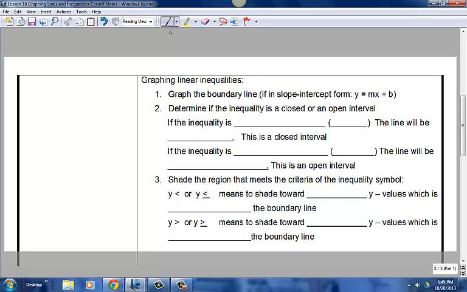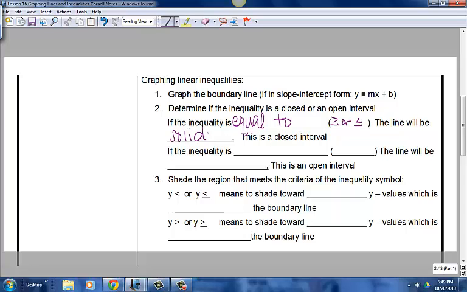Determine if the inequality is a closed or open interval, which just means if the inequality is equal to. Remember, when it means equal to, we have our bar underneath our inequality, like greater than or equal to, or less than or equal to. That just means that line underneath the inequality. So this one's going to be a solid line.